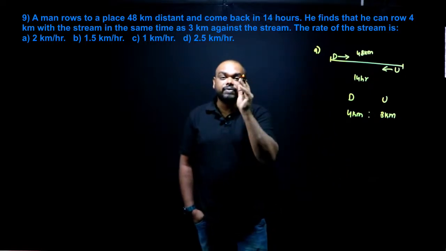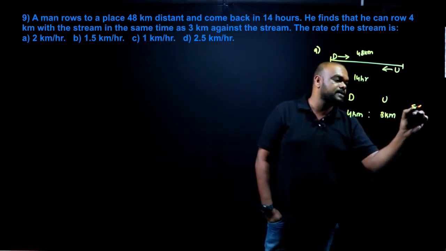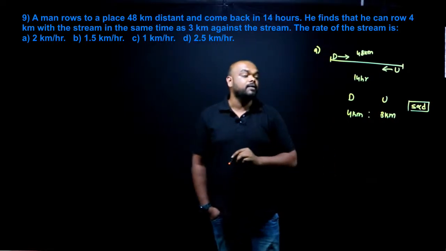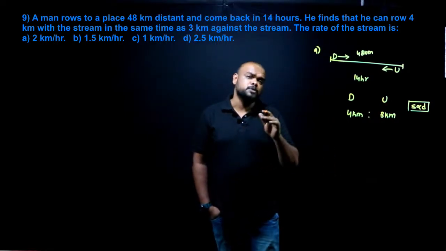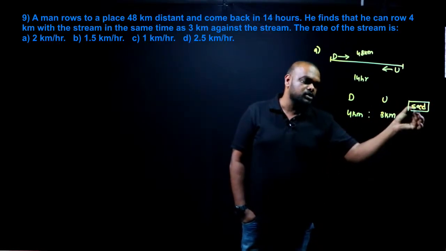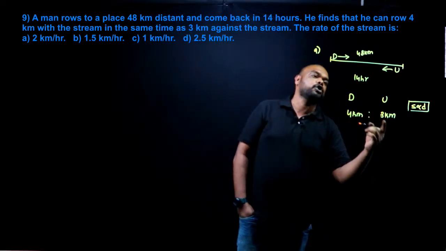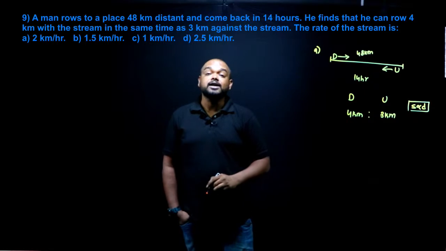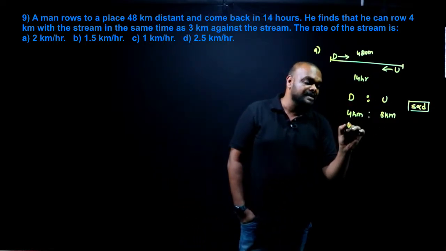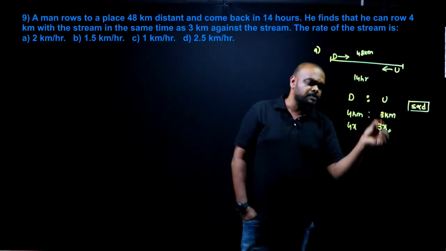Now remember, when the time is constant, speed is directly proportional to distance. We know speed is equal to distance by time taken. When the time is constant, speed is directly proportional to distance. If the distance ratio is 4:3, then the speed ratio is also 4:3. So downstream speed to upstream speed is 4:3. Let us consider this as 4x and this as 3x. Downstream speed is 4x and upstream speed is 3x.